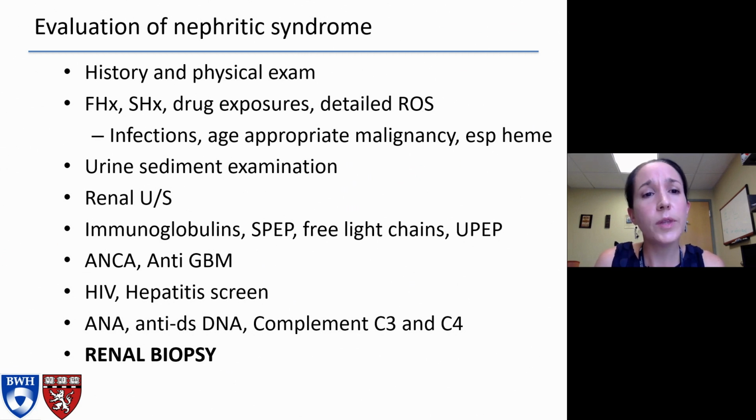So when you're working up the nephritic syndrome, again, history, physical exam, thinking about drug exposures and age-appropriate malignancies, this is very similar to your workup for nephrotic syndrome, apart from checking ANCA, anti-GBM disease. The complement, you may have conditions where complement will be low, but again, many of these patients will require renal biopsy for definitive diagnosis.